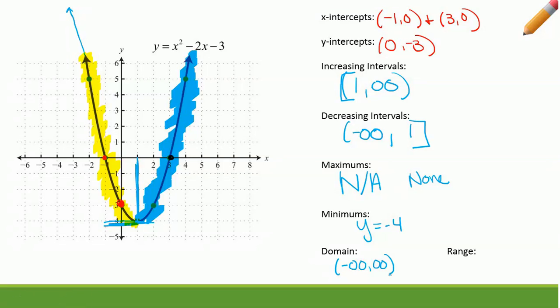What about range? Well, my lowest y value on my graph, the lowest my graph can go, is at negative 4. So I'm going to start at negative 4. But then it keeps going up and up and up, right? Because I have arrows. So from negative 4 to infinity would be my range.